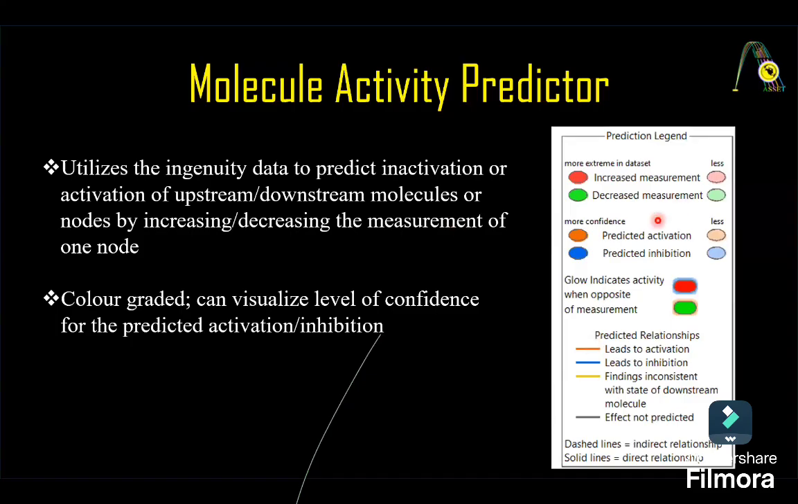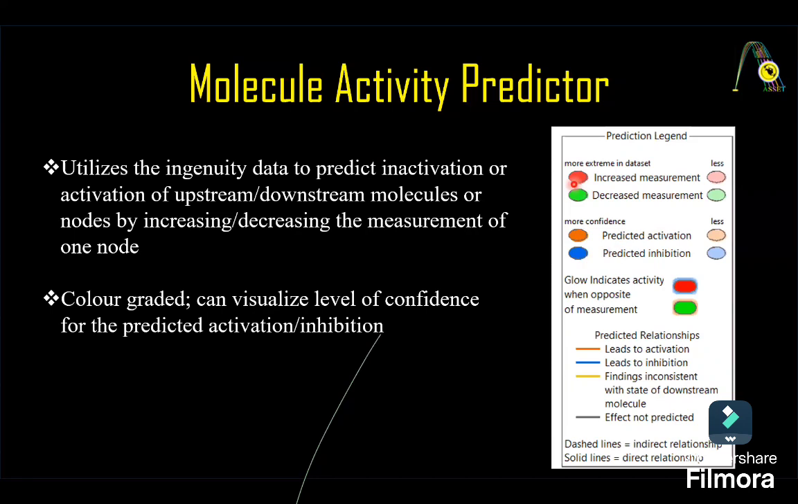We also discussed the molecule activity predictor. Basically, what the molecule activity predictor does is use the ingenuity data to see, okay, say you were to increase the measurement of a certain molecule or node, or you were to decrease it, what effect that has on the upstream or downstream molecules in their predicted activation or predicted inhibition, right? So it uses IPA's own ingenuity data and third-party sources as well to see what effect that would have on downstream or upstream molecules.